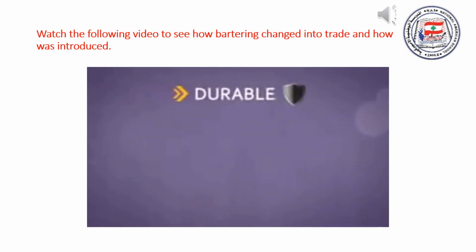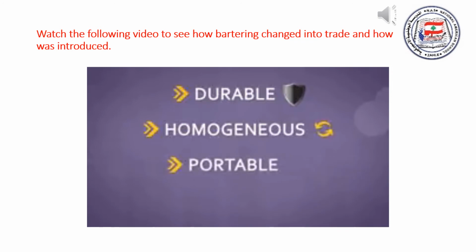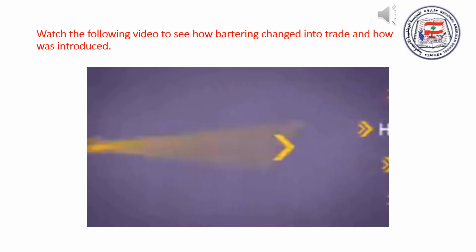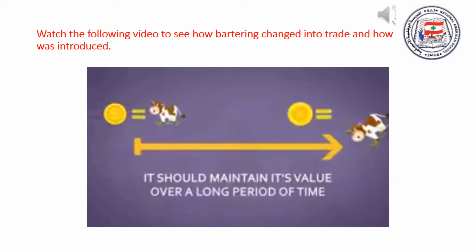It's durable, which means it should last a long time without breaking. It's homogeneous, which means that each unit should be identical. Portable, so that it's small enough that you can carry it with you. Divisible, so that you can make change. And importantly, it should maintain its value over a long period of time, so your savings would be worth the same even after many years.